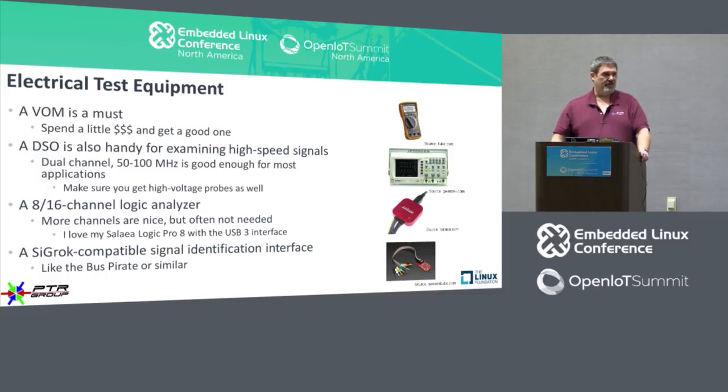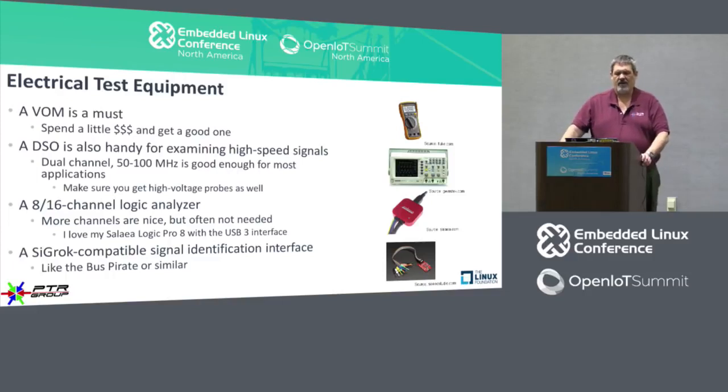But USB 3 does a great job. Now, another thing that's handy is a SIGROC compatible signal identification interface, AKA Bus Pirate or something similar. We'll use these as a way of just being able to try and identify the type of signal that it is. Is it a JTAG? Is it a serial port? Is it an I2C? What is it?